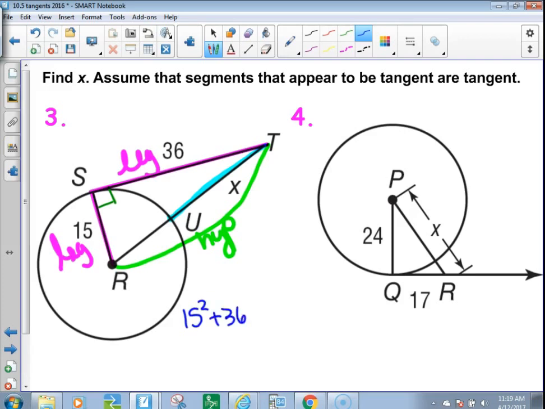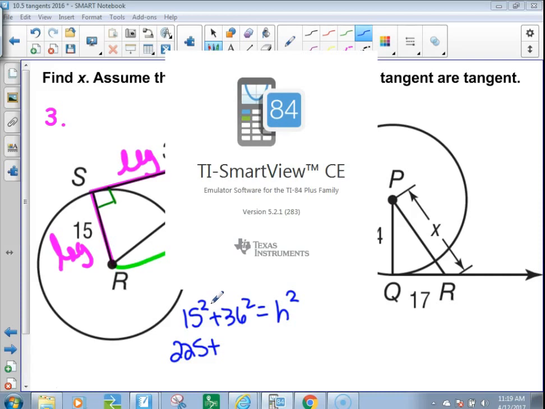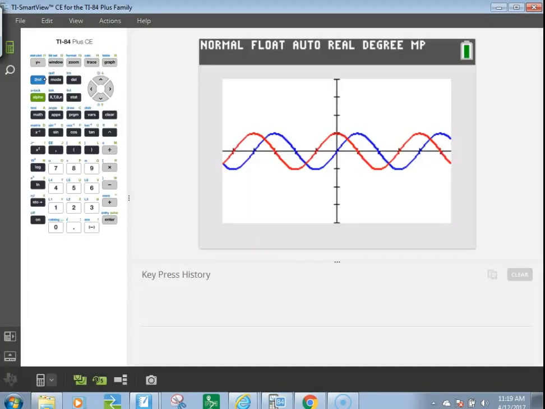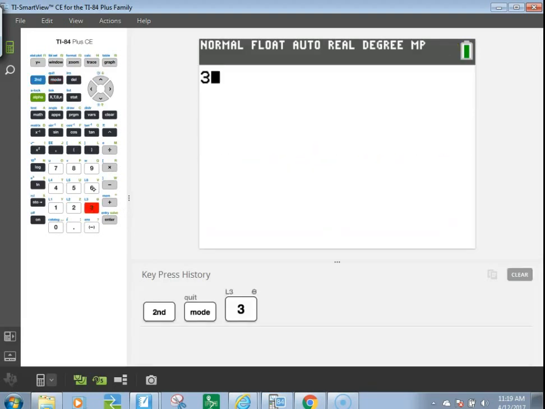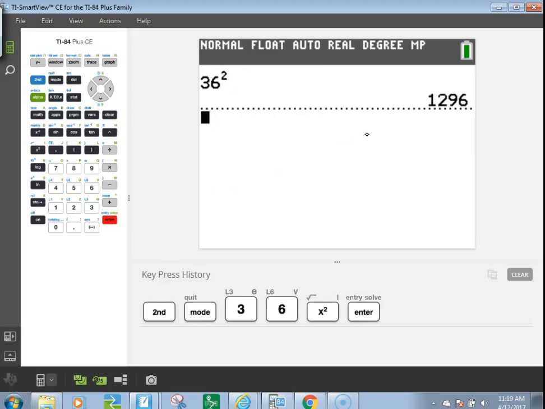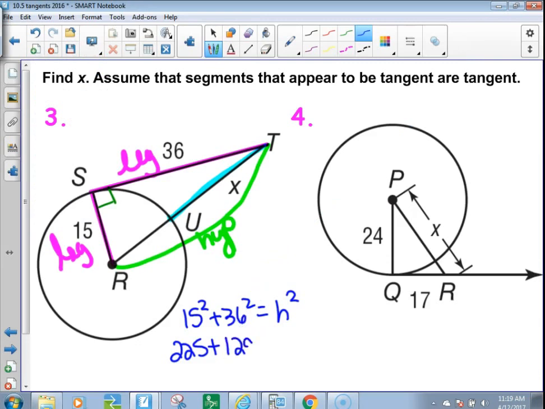15 squared plus 36 squared equals the hypotenuse squared. Just going to use an H because I don't want to use an X. What's 36 squared? That's not one I've ever memorized. I'll pull my calculator up. 1,296. What did you get when you added those? 1,521, did you say, Sabrina? Thank you. All right, then take the square root. Is that a nice number? Yeah. 39.